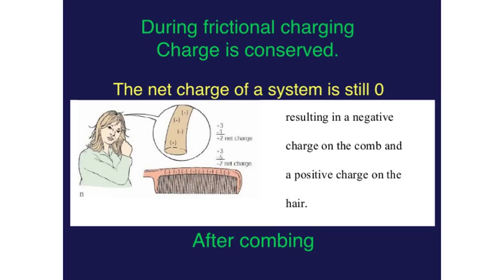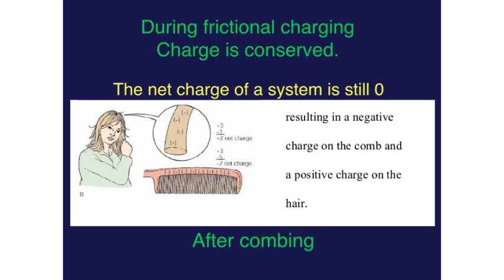After the combing, the electrons have been moved. So during the friction, the electrons are going to be moved. And over here in the hair now, we have 3 positive charges, and we have 1 negative charge. So we have a net charge of -2. And here on the comb, we have 3 positive charges, but 5 negative charges. So we have a net charge of -2.